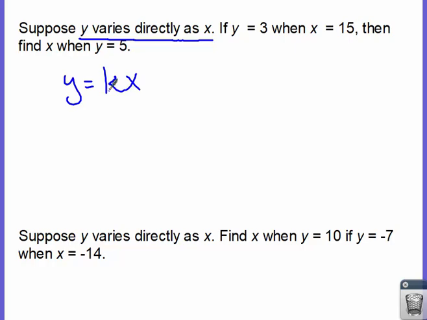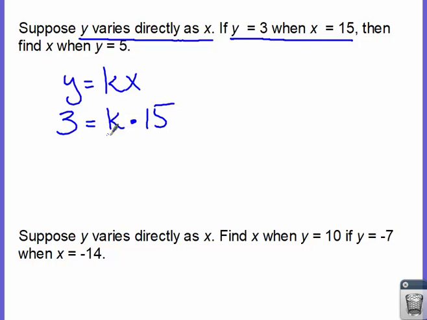So what I'm going to do is I'm going to look at my problem, and I'm going to find an x and a y that I know. It says if y is 3 when x is 15. So I know that is a true statement. So I can take this y value, this 3, and plug it into the y spot. I'm looking for the constant of variation, or the constant of proportionality, which is the k. So I leave k there, times the x value. And now all I have to do is solve for k.